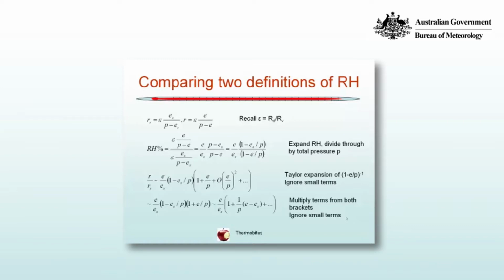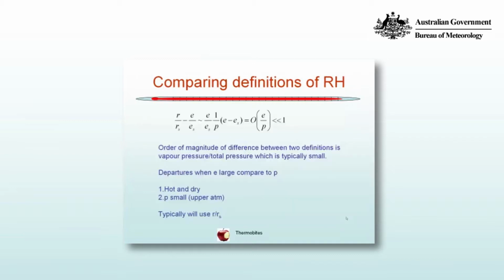So R on RS is approximately equal to E on ES by the numerator, 1 minus ES all over P, and then the Taylor expansion of the denominator, which is 1 plus E over P, plus expressions of order E on P all squared and higher. And we'll ignore those higher order terms. That then gives you a quadratic to expand as shown in the bottom line, and again when we get to it you'll ignore terms of E squared, for example, or E on P squared. So that's a little bit messy, but you end up with this term here, and we take the E on ES over to the right hand side.